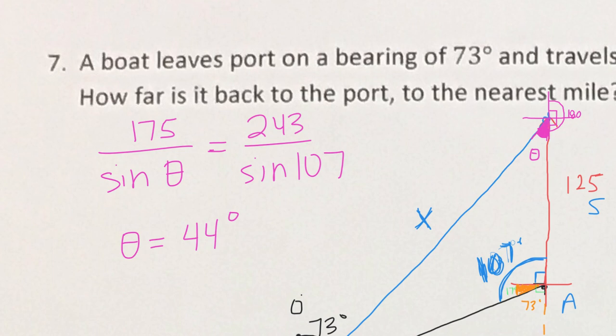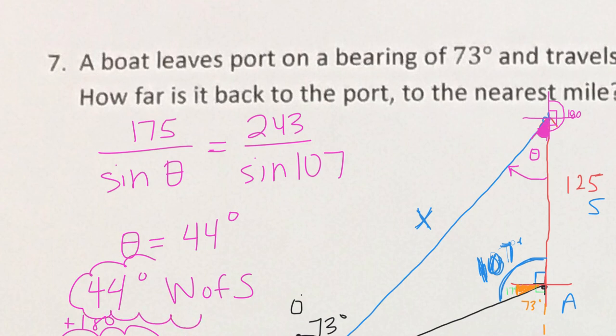So 44. There are two ways we could write this. We could write it as 44 degrees, and we are looking to the west of south. That's one way we could write this, 44 degrees west of south. Or we could add that to 180, and look at our compass at a bearing of 224 degrees. Either one of these is a great way. You write it however you do it best.